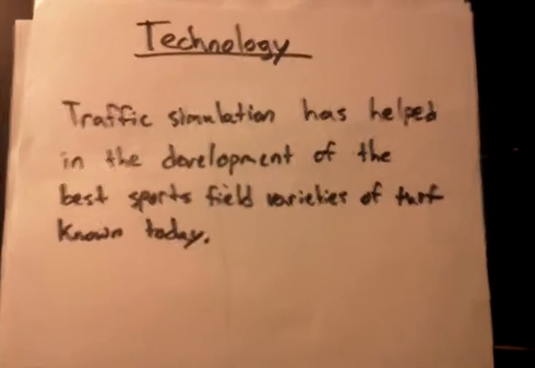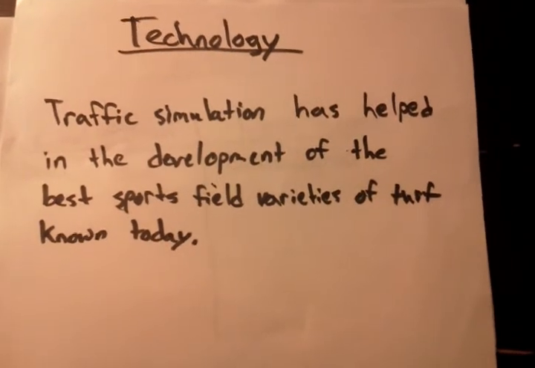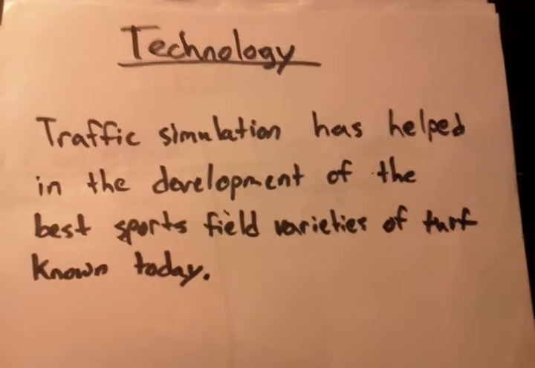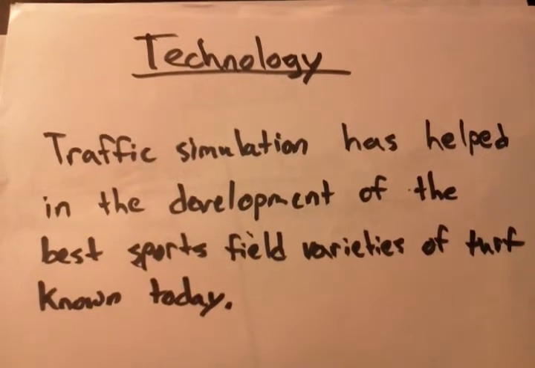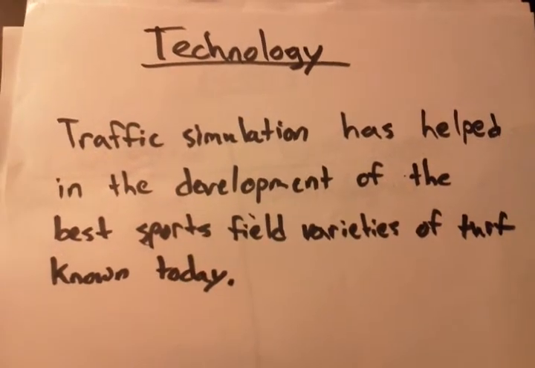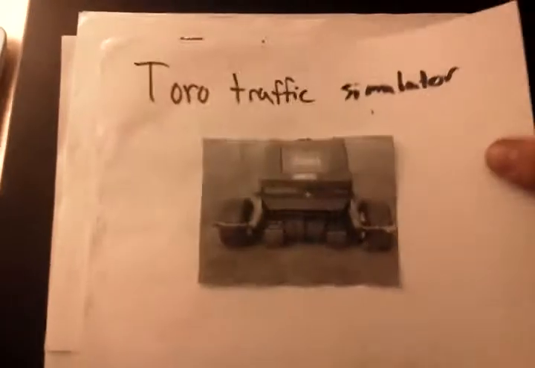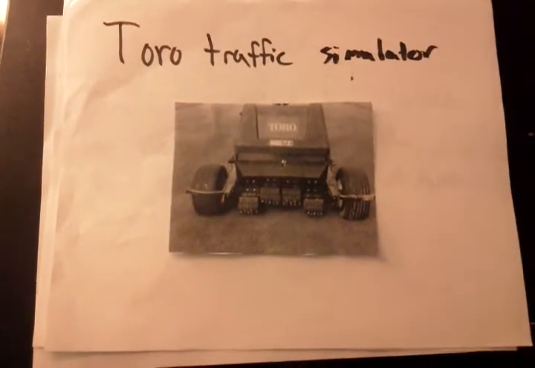Technology. Technology has played a major role in the development of the sports fields we see today. One form of technology that has impacted sports turf management is traffic simulation. Machines have been developed that simulate wear by mimicking human tendencies while playing sports. These machines have helped turf managers choose the right grass for their sports field or fields. Here we have a picture of a Toro turf traffic simulator.